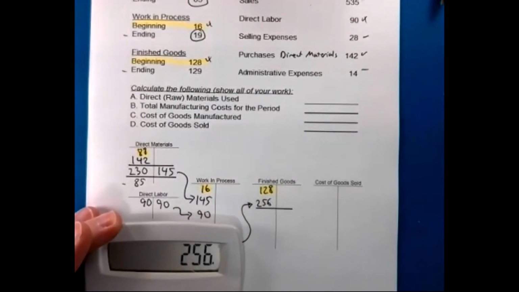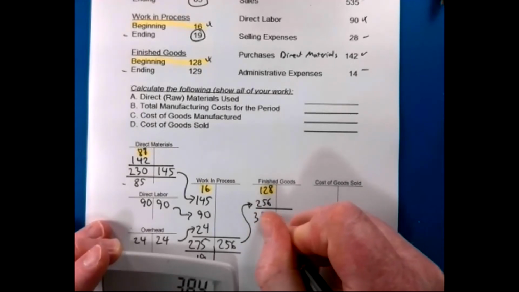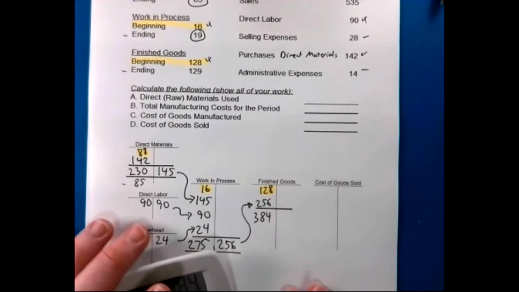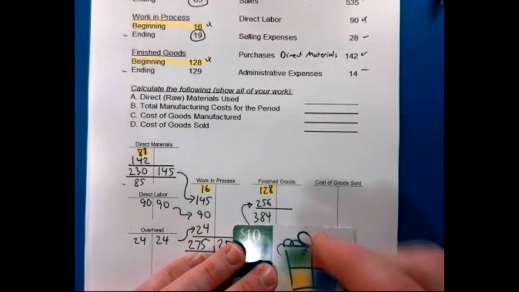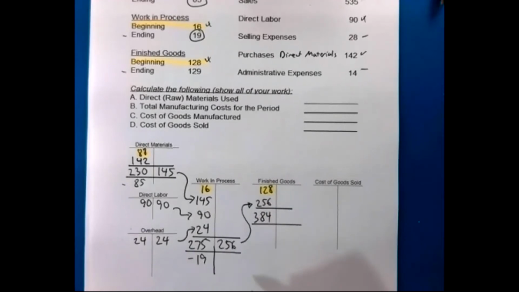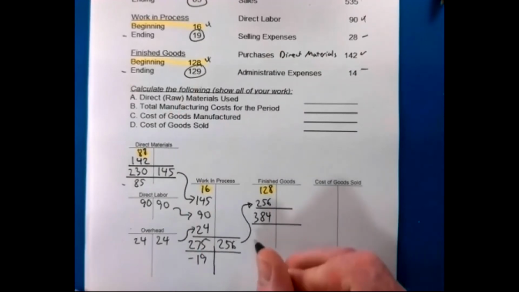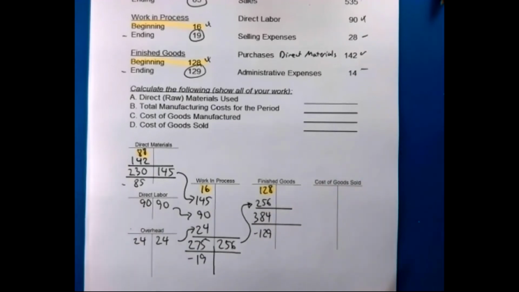So 256 plus 128. So 384 is the most goods that we could have sold. The very most we could have sold was that. Again, we asked someone to go out and count up how much is in finished goods, or in other words, how much was not sold. So 129 was not sold, so the rest of that must have been sold.